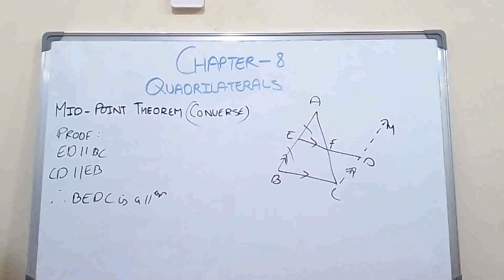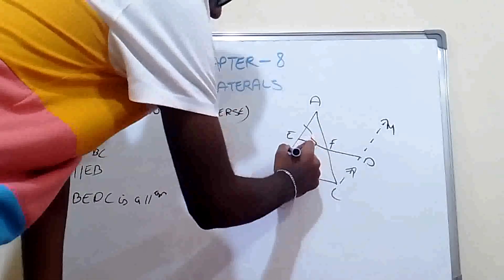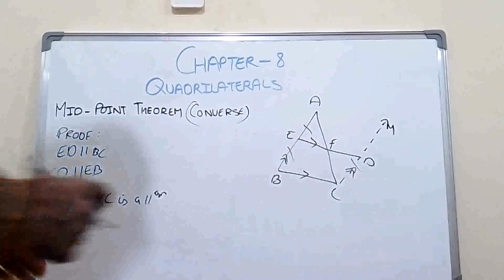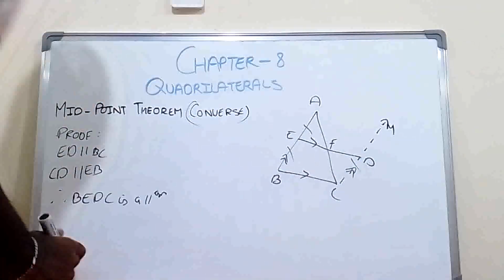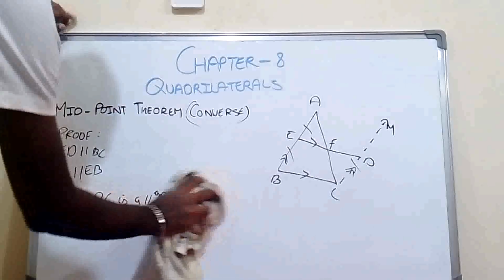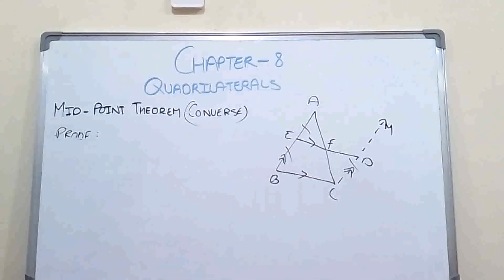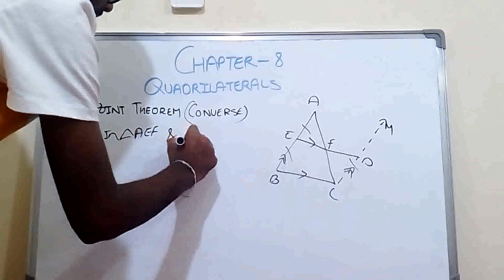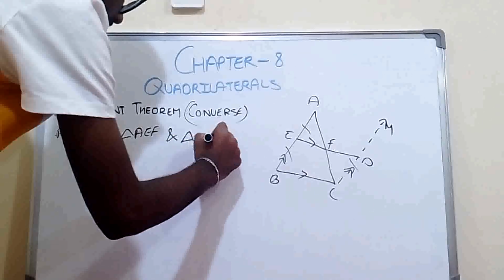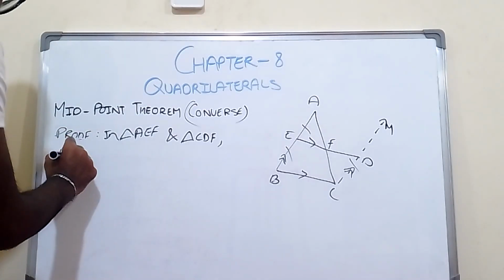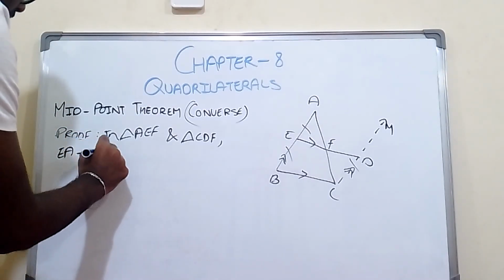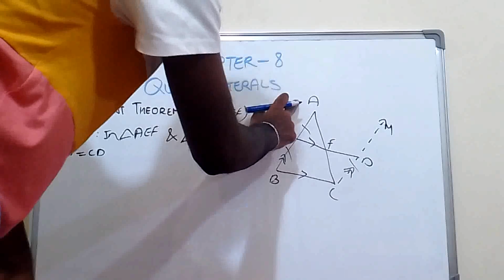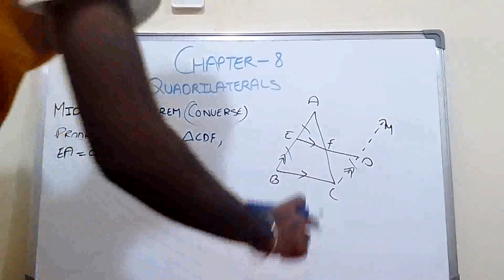Now if it is a parallelogram, then the opposite sides are equal. So we can write that EB is equal to CD. Now because EB is equal to CD and EB is equal to EA, so EA is equal to CD. Now we'll go to proving the congruency in triangle AEF and triangle CDF. We know that EA is equal to CD. Why? Because EB is equal to CD as it's a parallelogram, and EB is equal to AE because E is the midpoint. So AE is equal to CD.